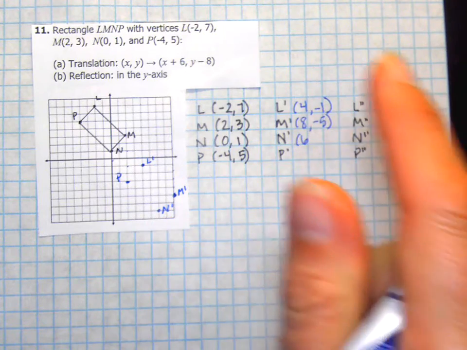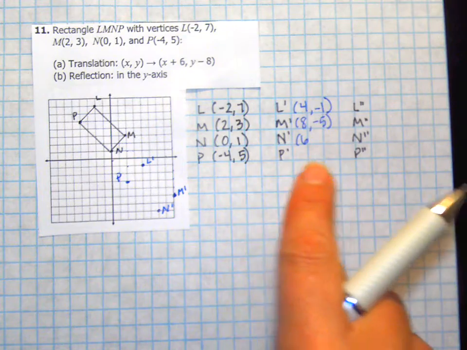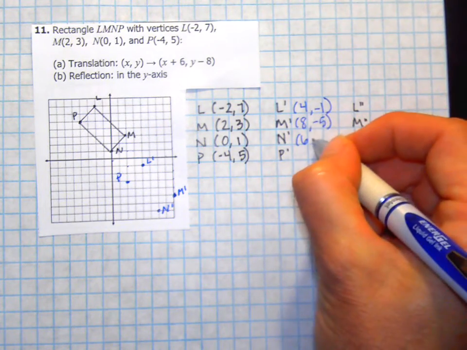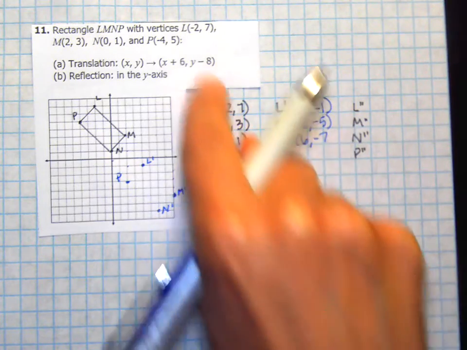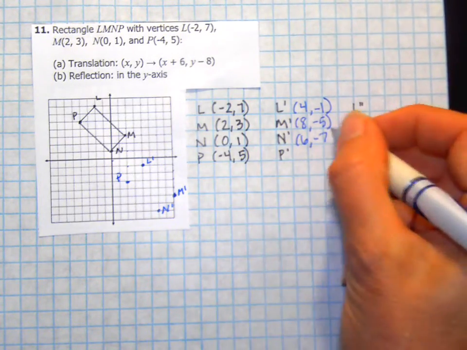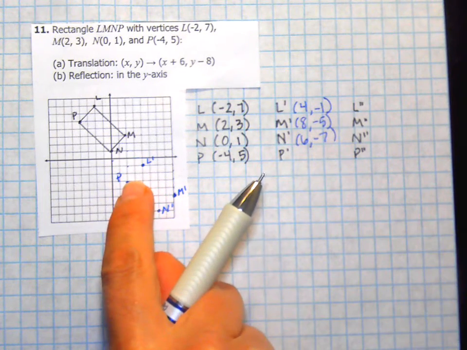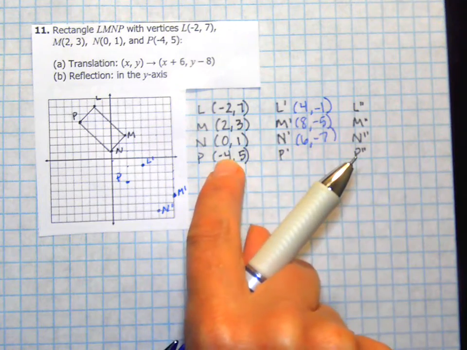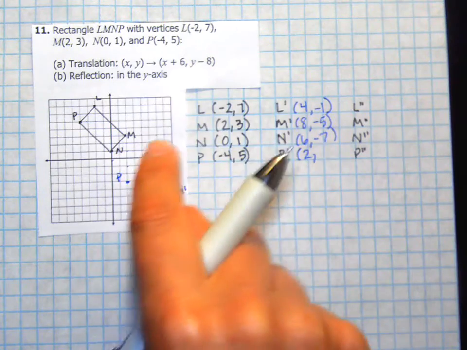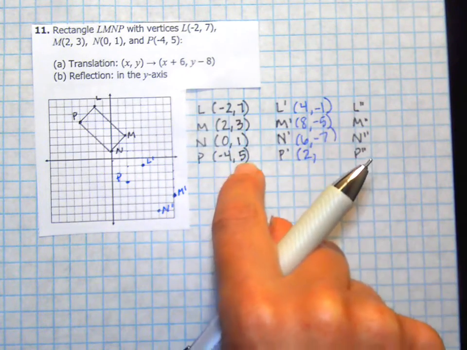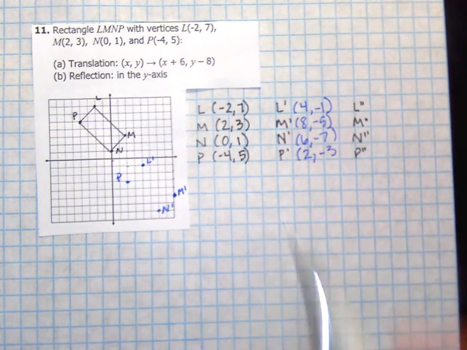And it does look like it's at negative 7. Negative 7, my bad. Take my 1, take away 8, is negative 7. And that goes negative 7 down there. And then finally, P prime is at, if I take negative 4 and add 6, that's 2, and 5 minus 8, that's negative 3. 2, negative 3. That works.